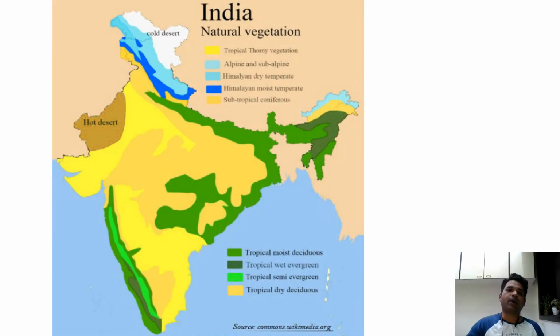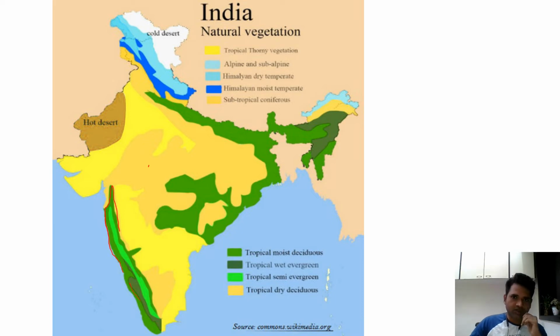See, this is the map of India. You can see different colors over here. We see tropical moist deciduous, then we have tropical wet evergreen. So this region of the Western Ghats shows the tropical wet evergreen, and then we have the tropical semi-evergreen over here, and tropical moist deciduous. This is the coastal region where you find the tropical moist deciduous type of forest. And the other region over here, in yellow color, is the tropical thorny vegetation.